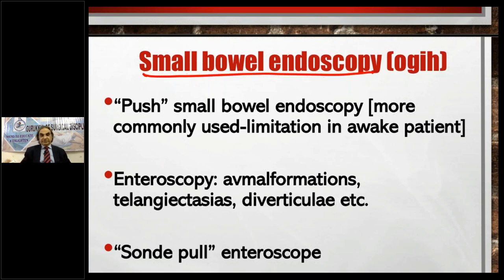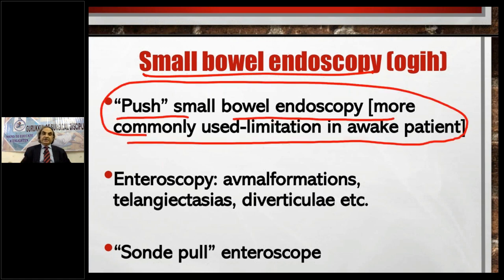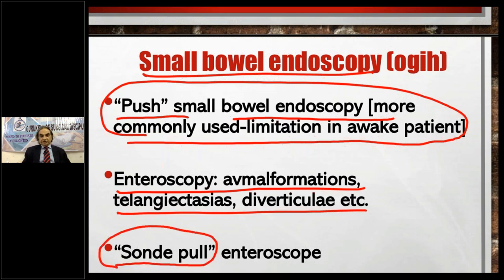Very difficult because the patient will be burping, jumping. You go beyond the ligament of Treitz into the jejunum, and then something has to be negotiating the forward pushing. It picks up malformations, telangiectasia, diverticula, etc. There's also a term which you'll hear. This is a sonde pull enteroscope, which is double sheath. You pull the outer one, the inner one keeps going.